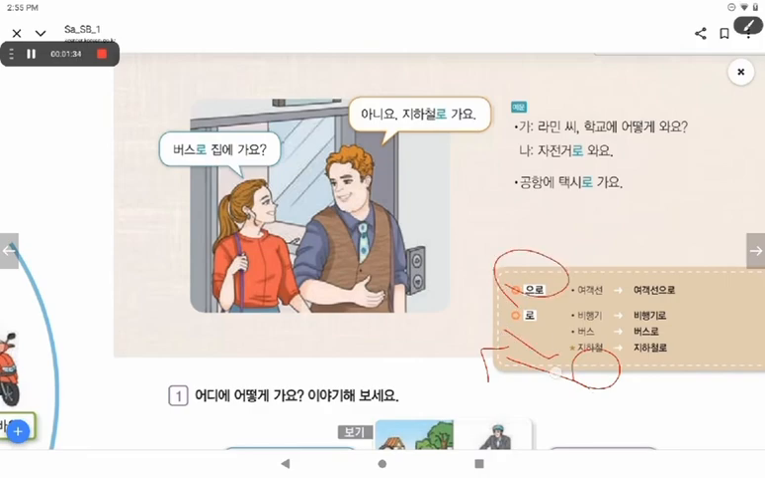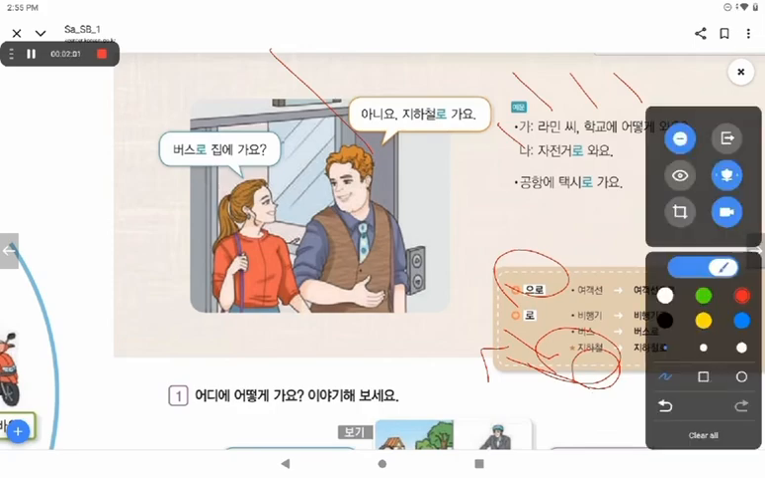버스로 집에 가요. Are we going home by bus? 아니요, 지하철로 가요. No, I am taking the subway. 학교에 어떻게 와요? How do you get to school? 대중교통으로 와요. I come by public transportation. 공항에 택시로 가요. I'm going to the airport by taxi.